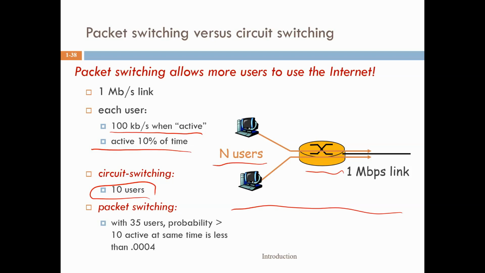In packet switching, using combinatorics, you can actually calculate that the probability that you have 10 active users at the same time is less than 0.004. So you can actually support over 35 users. That's over 3 times as many users as you have with circuit switching. Why? Because we assume that the users are active only 10% of the time. Okay? So you can see clearly that packet switching significantly improves the capacity of the network.